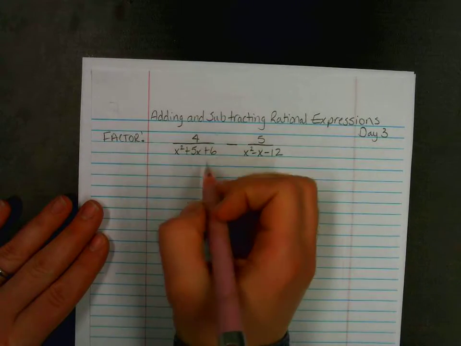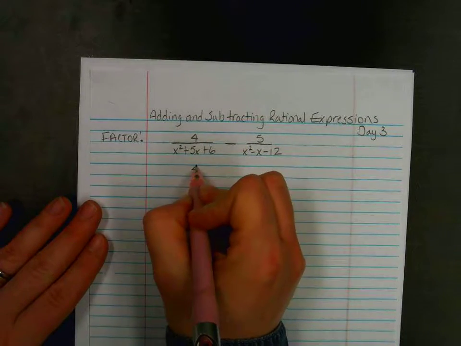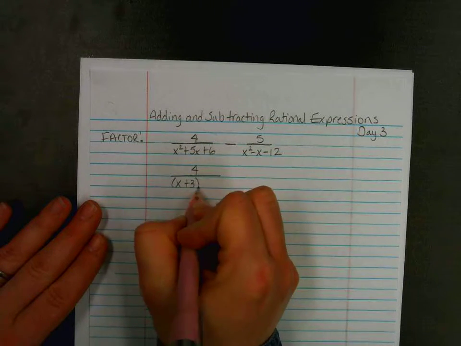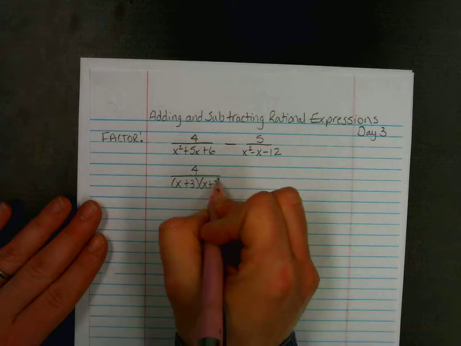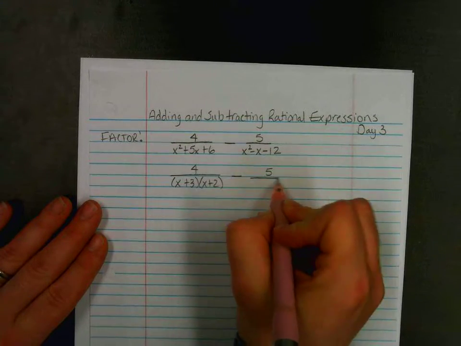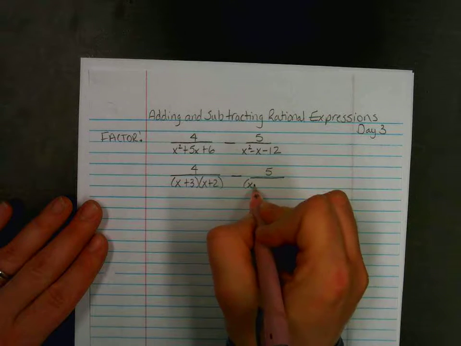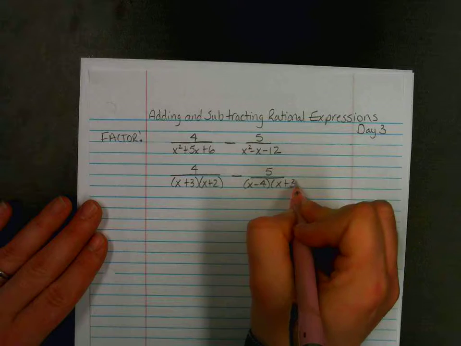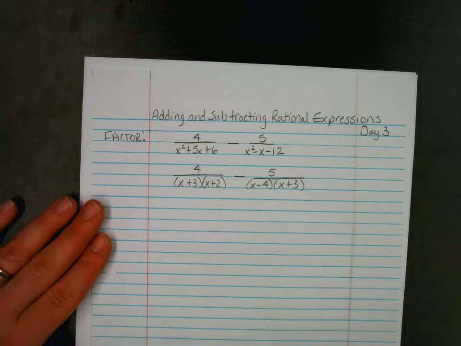So we're going to factor this denominator, and I get an x plus 3 times an x plus 2 in my denominator. And then this denominator is going to be factored to be x minus 4 times an x plus 3. Alright, so a little bit trickier here. How would we find our lowest common denominator now?